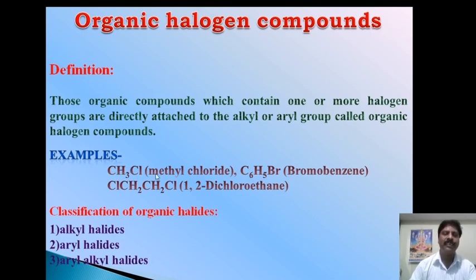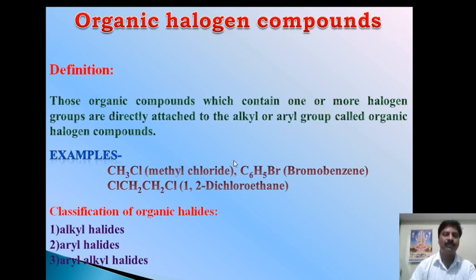And another condition in the definition itself is that more than one halogen group is also possible. Therefore 2 chloro groups are present in this compound. Therefore we say that is 1,2-dichloroethane, another example. I quote another example, 1,2-dichlorobenzene also we can give. Those compounds which contain 2 halogen groups directly attached to the aryl group are also called organic halogen compounds.